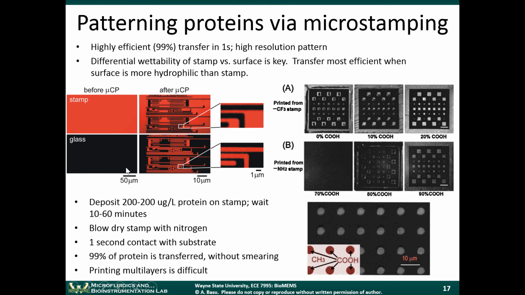All right, and this is an example of the patterns that you can get with this. So an important factor here is the wettability of the stamp versus the surface. Now, the surface should ideally be more attracted to the liquid than the stamp. PDMS works well in this sense because PDMS is hydrophobic. If you put a solution of protein on there, and it's a water-based solution, the water would rather be on the glass than on the PDMS. So this works quite nicely.